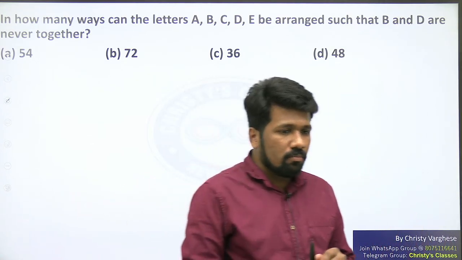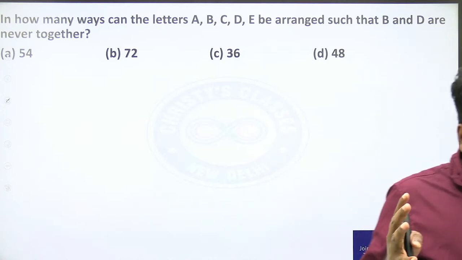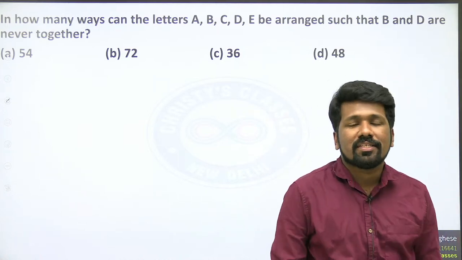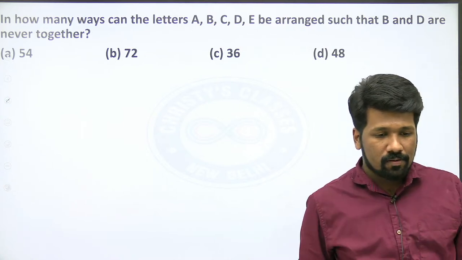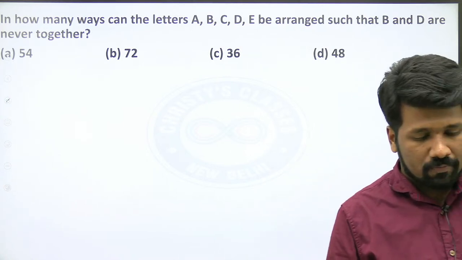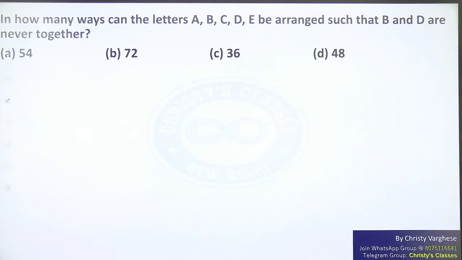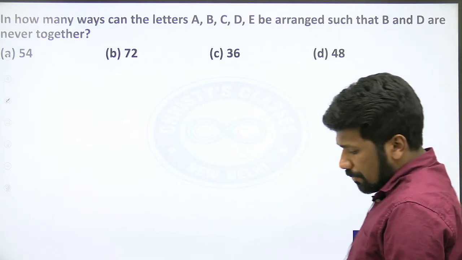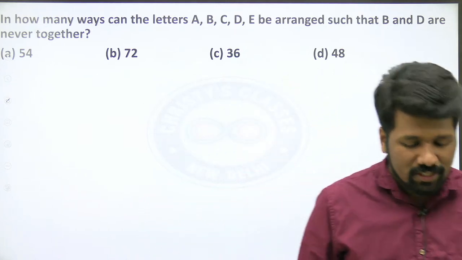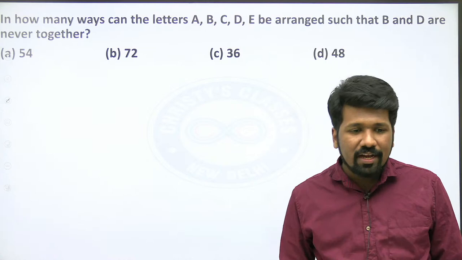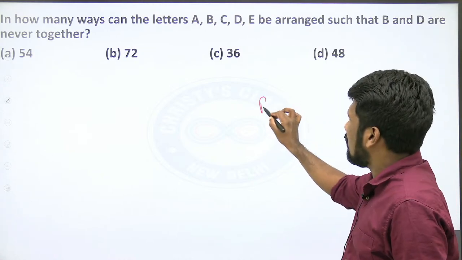These are anagram problem. All the varieties of anagram problem we will learn. By that, you will understand combination formula and permutation formula. Due to lack of time, I will start explaining. Never come together. What we discussed in the previous question, B and D coming together. Here it is told that B and D should not come together.